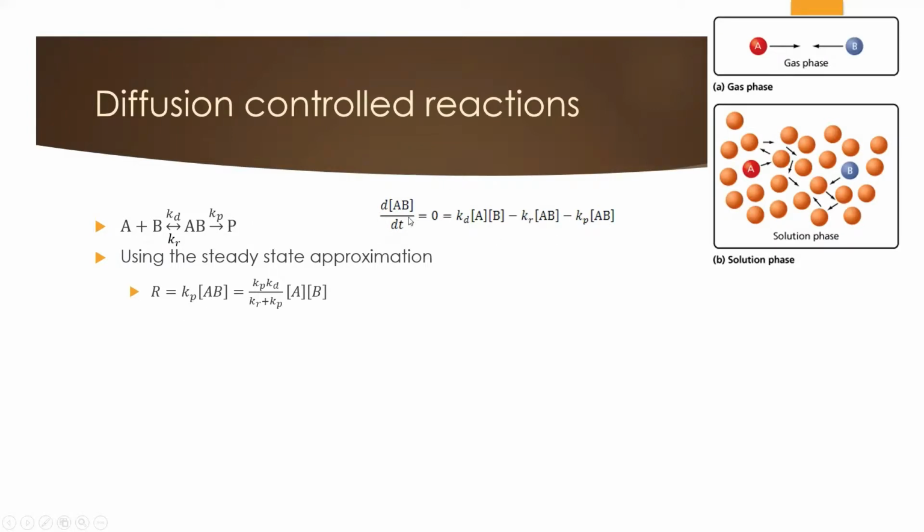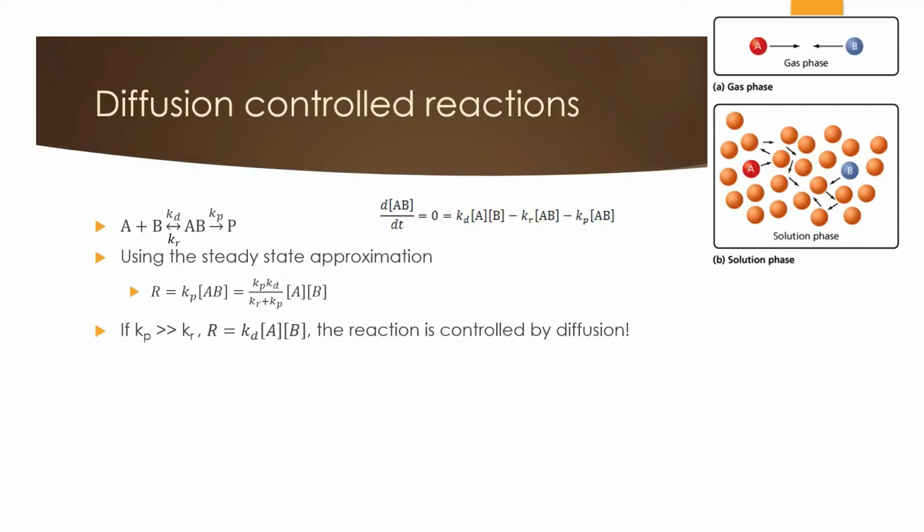The concentration of AB doesn't change with time under the steady state approximation, so we can end up with this expression here. We can consider this in two limits. If the rate of forming product, Kp, is much greater than the rate of dissociating without forming product, Kr, then Kp plus Kr is essentially just Kp. And this reaction boils down to Kd times the concentration of A and B. In other words, like we saw in lab 5, this reaction is governed strictly by diffusion. It doesn't matter what Kr and Kp are, as long as Kp is much greater than Kr.